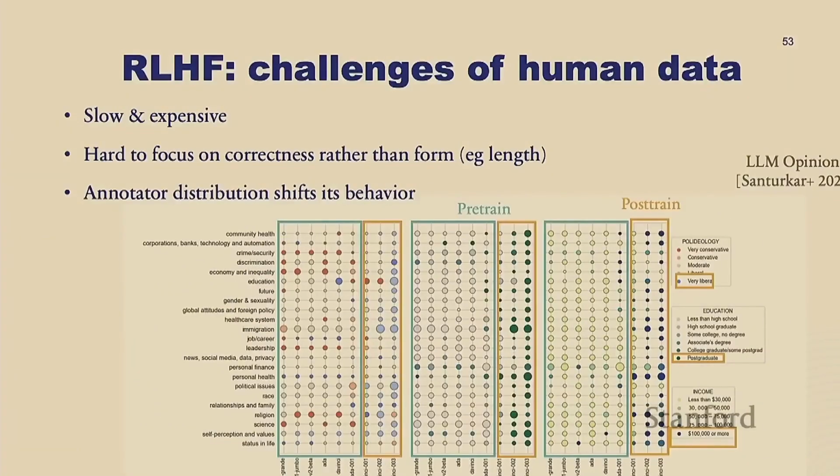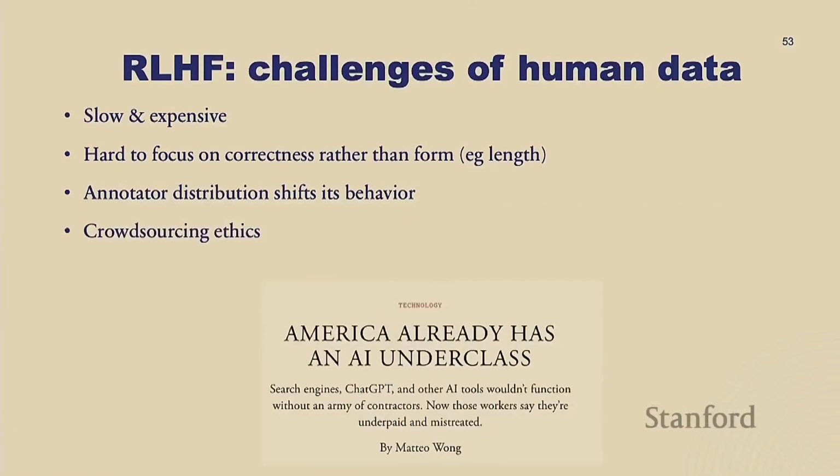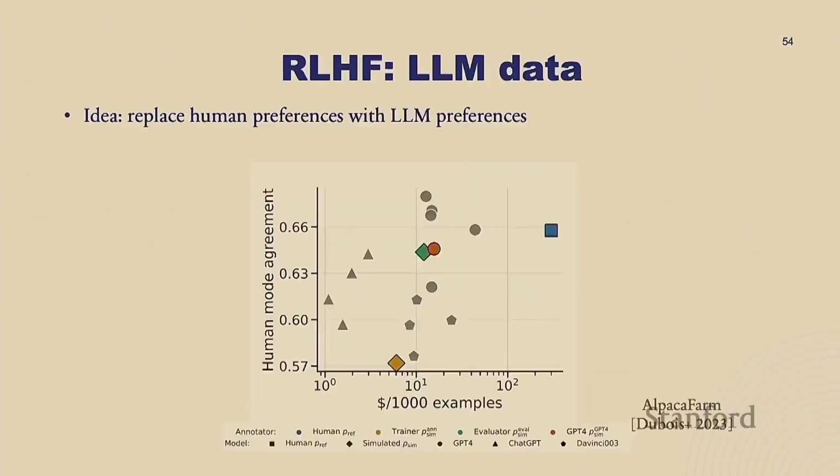Annotator distribution shift: the distribution of annotators that you use matters a lot. And you have to think about which humans we even want to represent in these models. Another question is crowdsourcing ethics. A lot of the labeling that is done, the people who do it are not paid well, and they have to go through a lot of toxic data, because you basically want the model to avoid saying toxic things. So, crowdsourcing ethics too. There are so many challenges with human data.